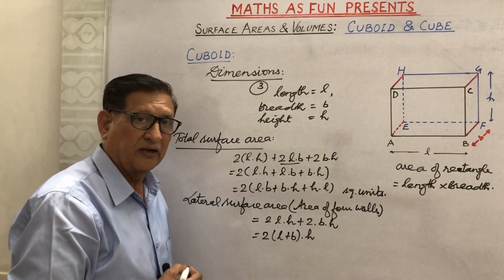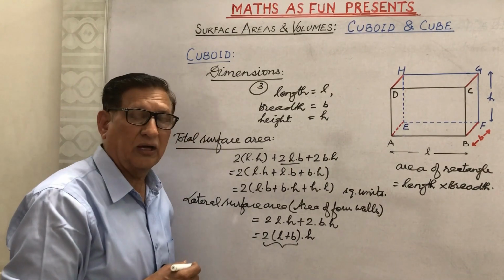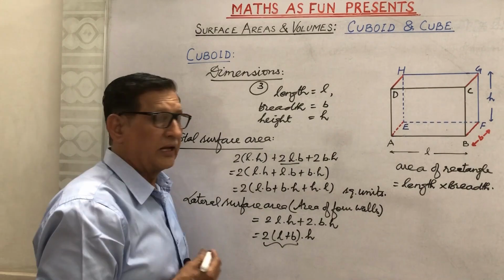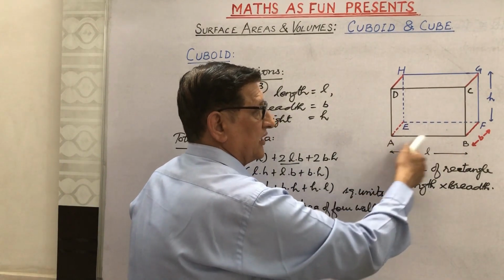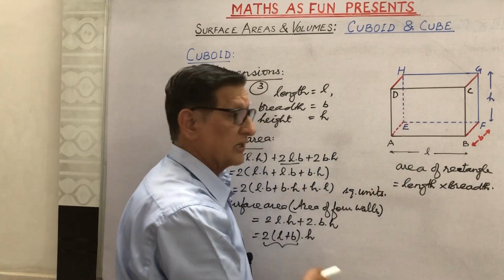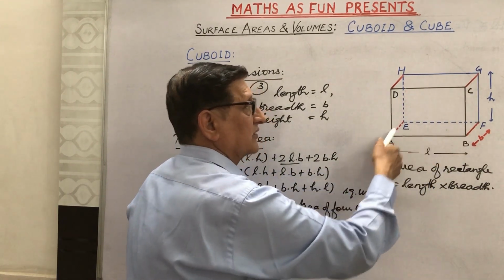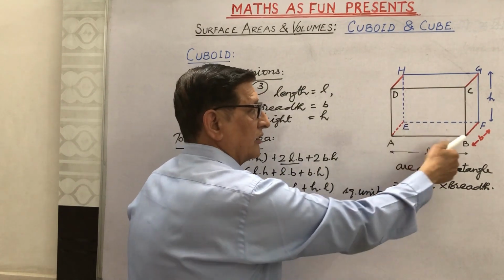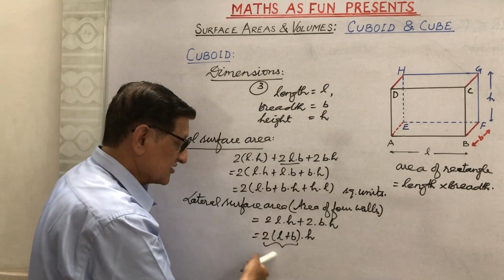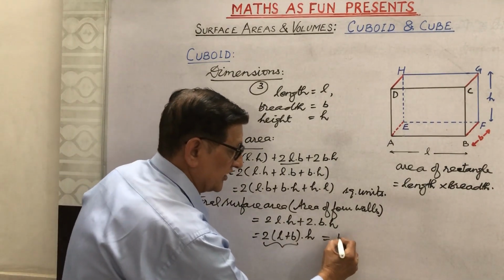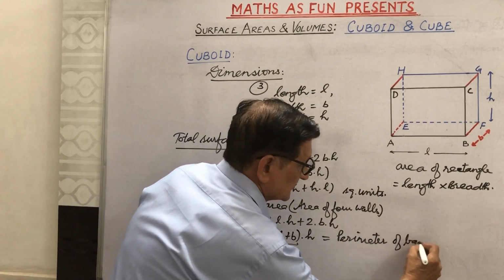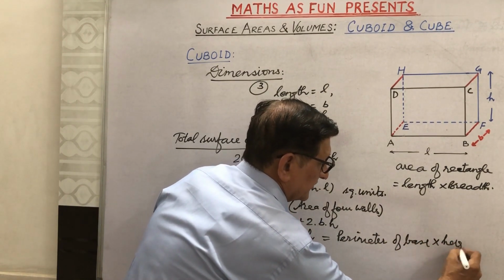Do we know that 2 into (L plus B) is the perimeter of a rectangle? Here the length and breadth of the base are L and B, and that of the top also the same. It means the perimeter of this base and the top will be (L plus B) into 2, or not? So can we say that this can be used as the perimeter of base into height?